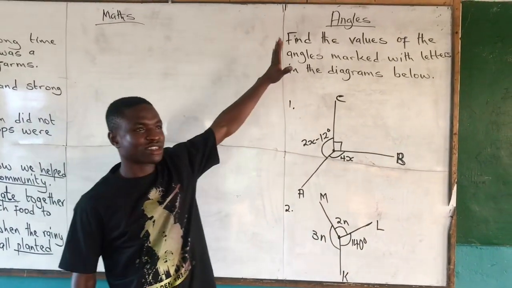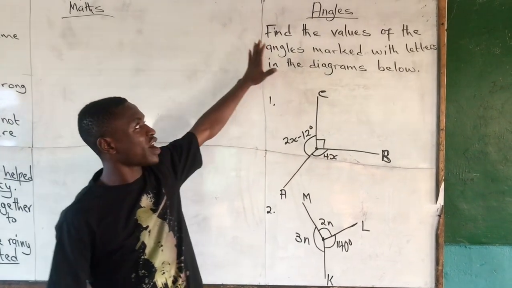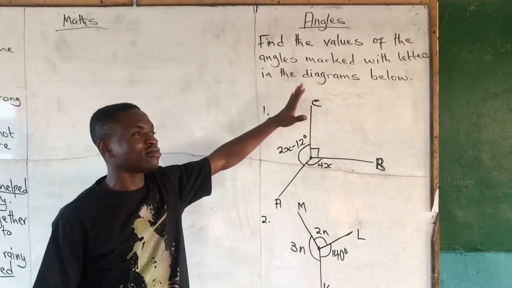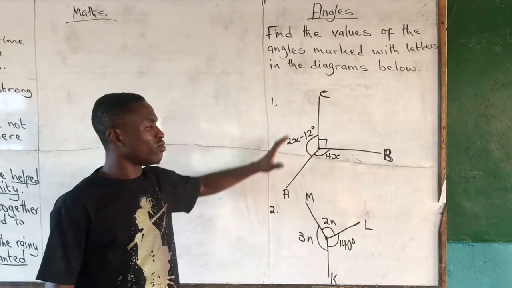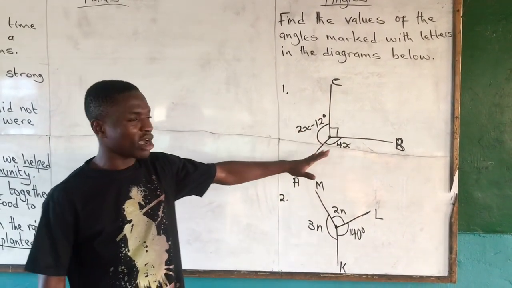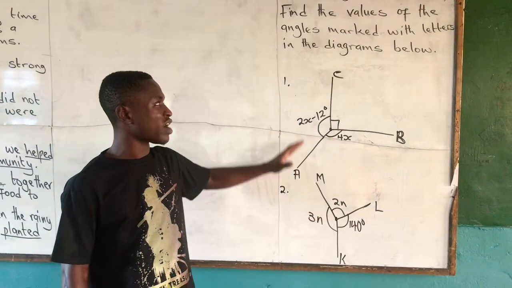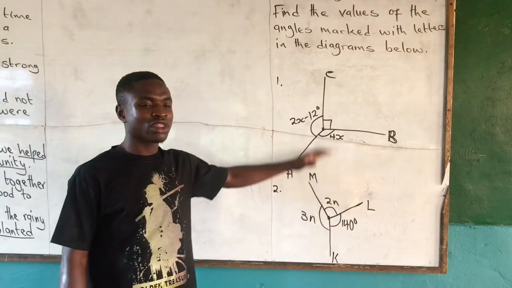We are looking at angles, and we have a question here. The question is, find the values of the angles marked with letters in the diagrams below. You can see that some of the angles are marked with letters, that is x and n. So our work here is to find the values of x and n in each of the two diagrams here.